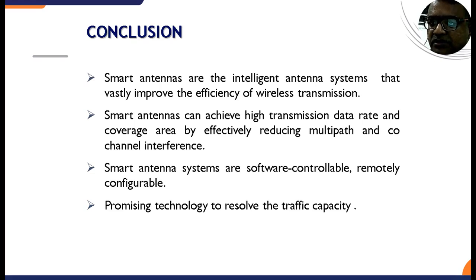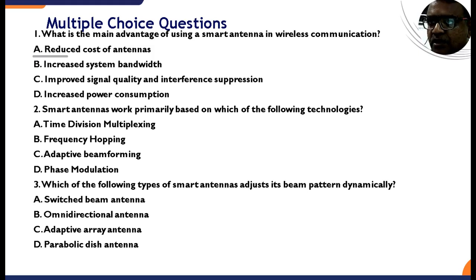So, conclusion. Smart antennas are intelligent antenna systems that vastly improve the efficiency of wireless transmission. Smart antennas can achieve high data transmission rates and high coverage with reduced multipath and co-channel interference. Smart antenna systems are software controlled and remotely configured. So it is a promising technology to resolve traffic capacity.